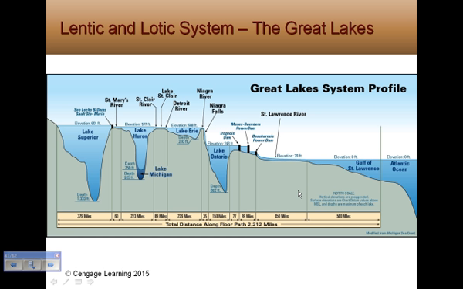elevation changes as well. What is not on here is the fact that Lake Michigan also flows westerly through the Chicago River and out to the Mississippi River, and that's actually an engineering marvel. The Chicago River used to flow into Lake Michigan, but it now flows out of Lake Michigan and to the Mississippi.